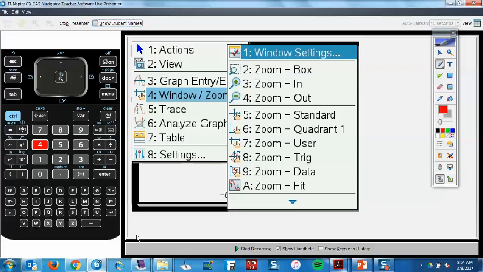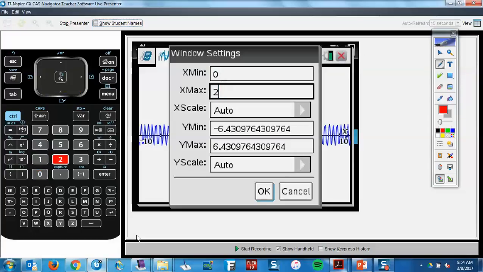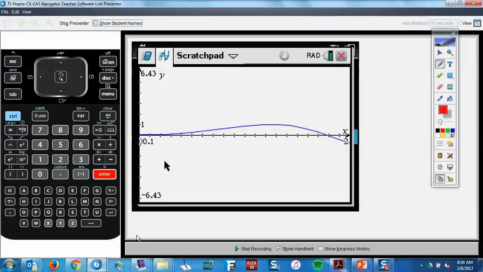Go 0 to 2, go to Windows settings. Okay, so yeah, let's talk about this. This is a zoom fit. We talked about it way back earlier in the year, but it really becomes handy in integral problems. Because if we want to draw a graph, and almost always in a definite integral, we're looking at integral from, like this one, 0 to 2.